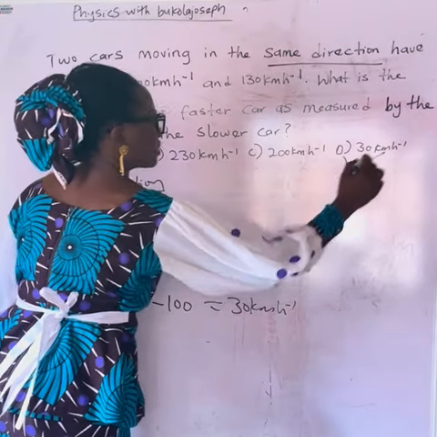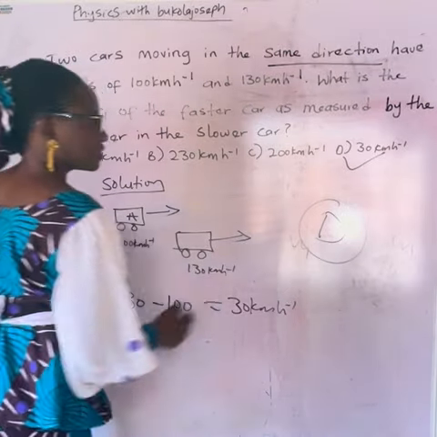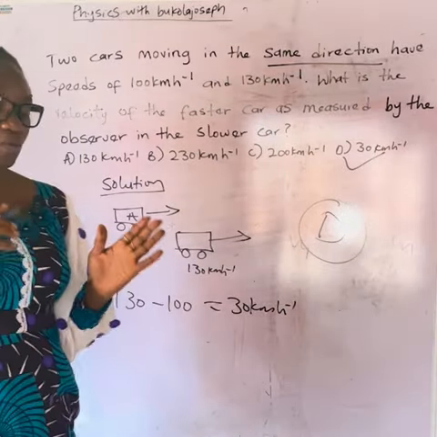And what is our answer? D is our answer. So D is the correct answer. This is the way we solve it.